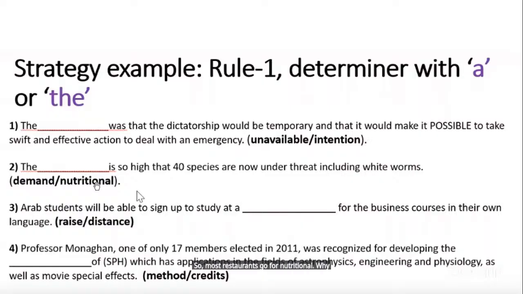Why can't we choose this adjective? We have to choose this noun because of this context. This context does not talk about diets and nutrition, so we cannot choose the word nutrition.